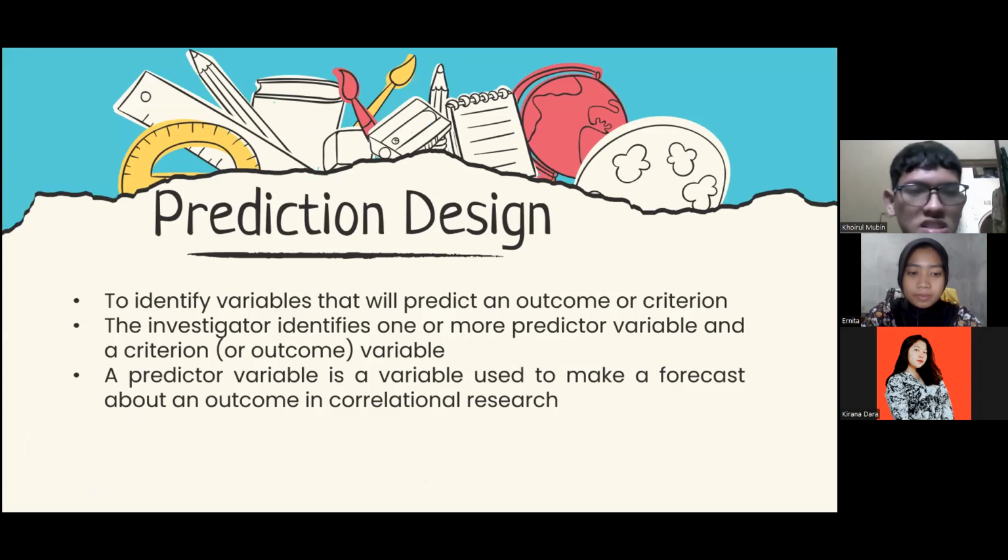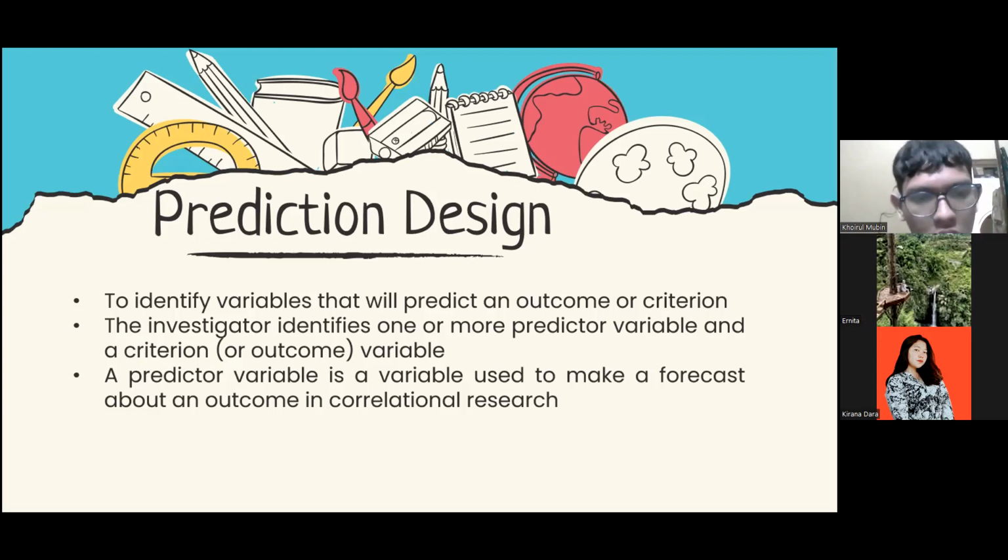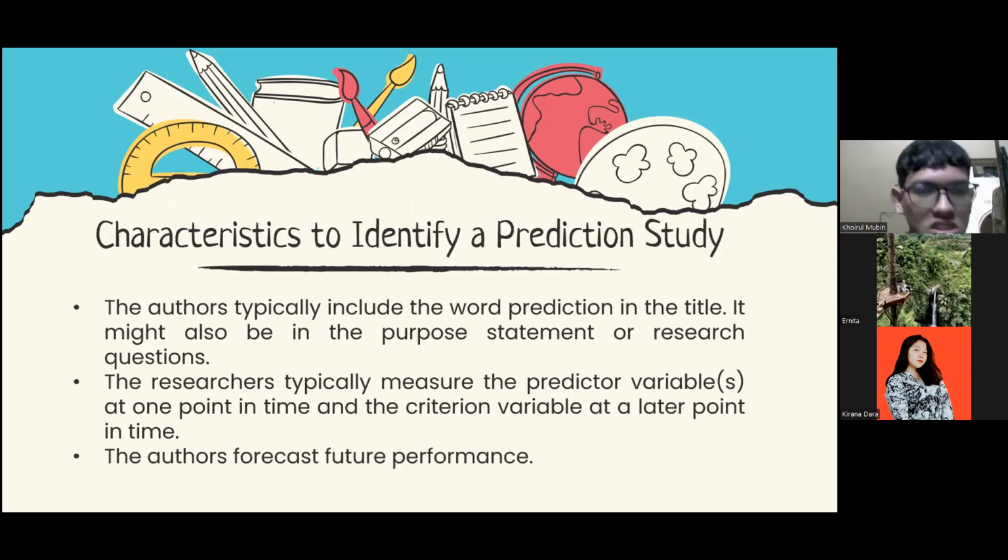And the second is prediction research, to identify variables that will predict an outcome or a criterion. The investigator identifies one or more predictor variables and a criterion or outcome variable. A predictor variable is a variable used to make a forecast about an outcome in correlation research.